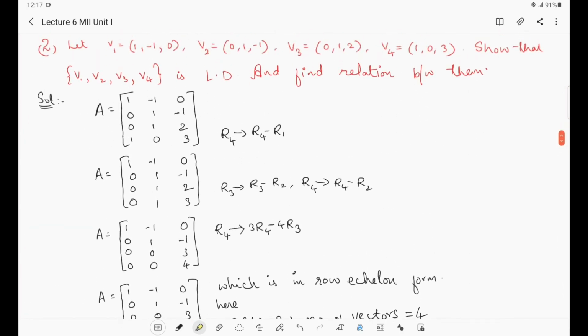We are not getting a square matrix. By writing the vectors as rows of a matrix, we are not getting a square matrix here. We got a 4 by 3 matrix. This matrix is a 4 by 3 matrix. Now, a 4 by 3 matrix is given, we know the procedure.